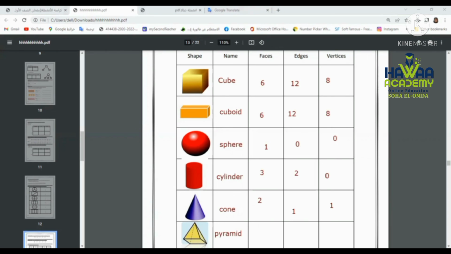It has how many faces? We have 5 faces. How many edges? Let's count and see. Here's 1, 2, 3, 4, 5, 6, 7, 8. So we have 8 edges. And how many vertices? We have 5 vertices.